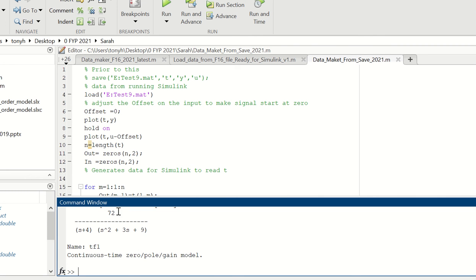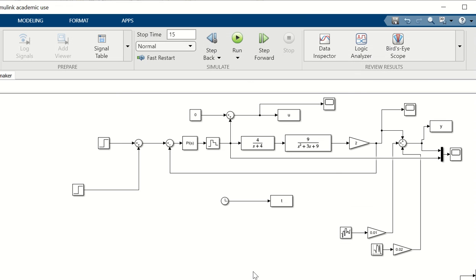And this now, notice, is what we had. It's the 4, the 9, and the 2. 4 times 9 is 36, 36 is 72. S plus 4, S squared plus 3S plus 9. So it's actually worked out the transfer function for us, which is the one that we had in the original system here. So it's worked this out for us using the system identification toolbox. Now, this doesn't always work perfectly.